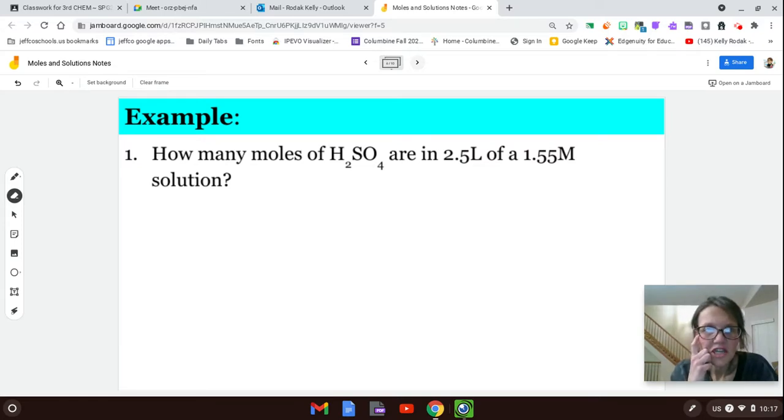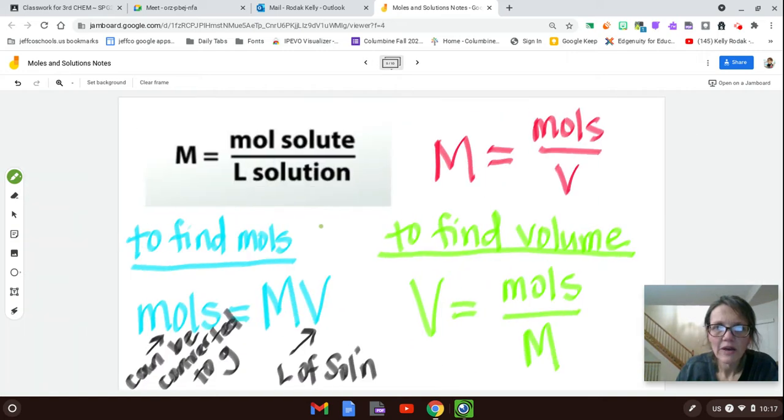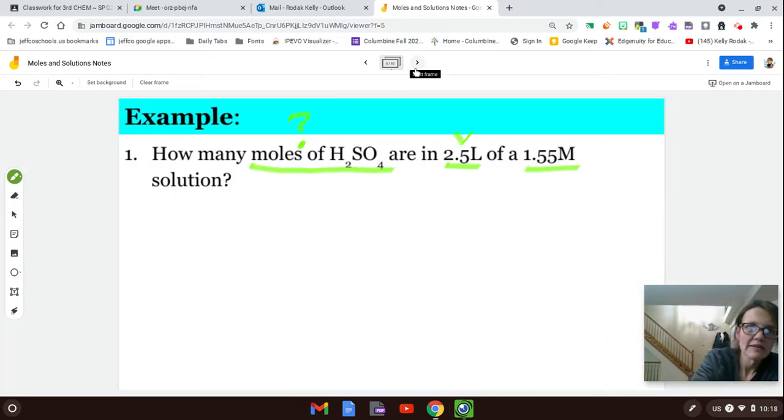Anyway, so let's check out what we're trying to find. We are looking for our moles of H2SO4, right? So we're solving for moles. We have volume and we have molarity, right? So let's just go back really quick. We know that we're looking for moles, so we're going to use this equation here. Moles is equal to molarity times volume.